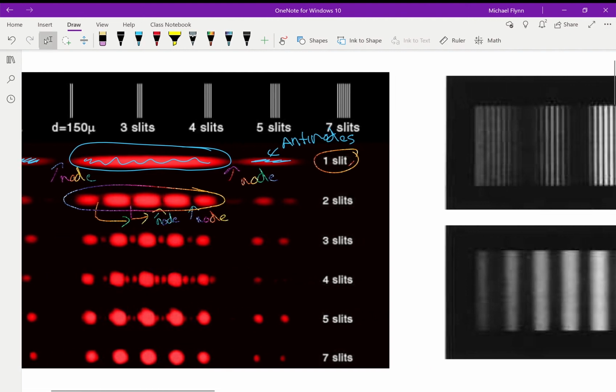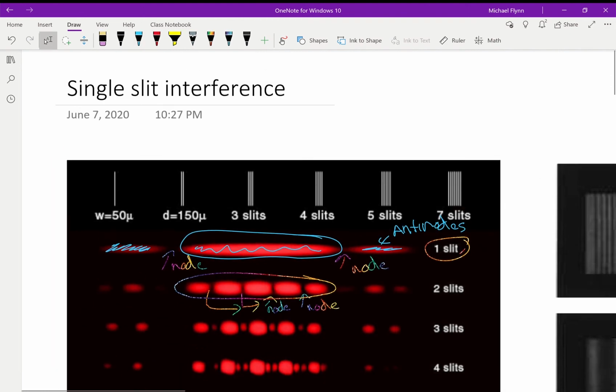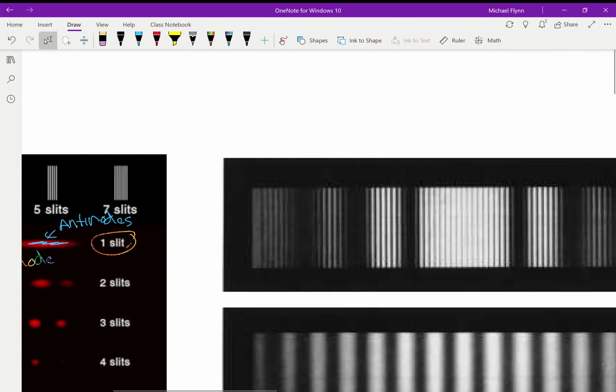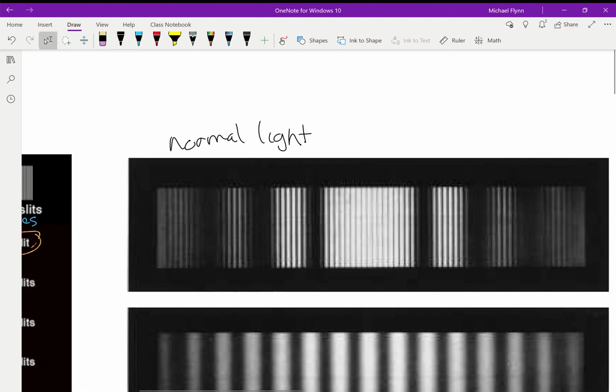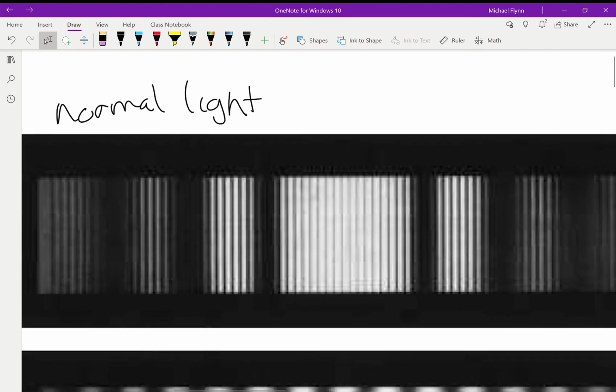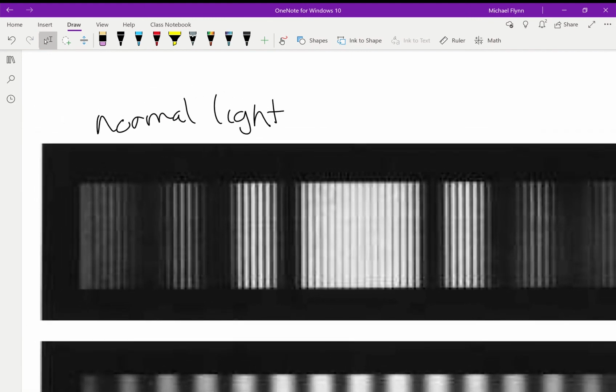All right, so this is with a laser. This first one is with a laser beam. This one here is just with a regular light source, normal light. And what we see here is a double slit pattern. I'm just going to zoom in a little. This is double slit.